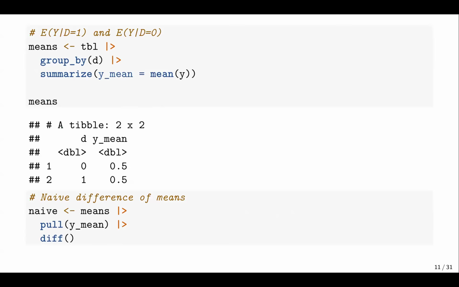Well, there's more. We can also compute the mean of Y when D is 1 and the mean of Y when D is 0, which I'm doing here with another group by command. And here I've actually displayed what the output's going to look like. Then I can use this same strategy with pull and diff to compute the naive difference of means.